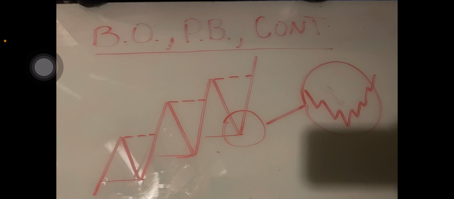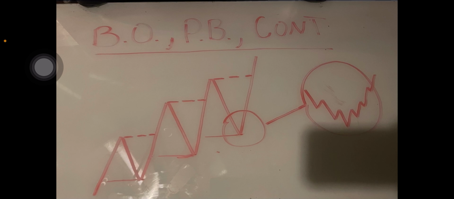Now, we know there's only three things that the market does. The market either breaks out, pulls back, and continues, or we'll have a breakout, pullback, reversal, or a breakout, pullback, and then we'll enter a trading range, okay? These are the three basic things that the market does. And here on the chart, we're looking at a breakout, pullback, continuation template.